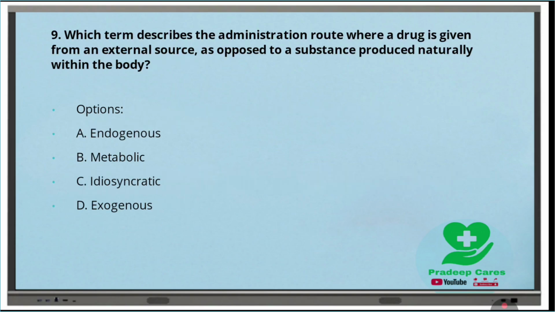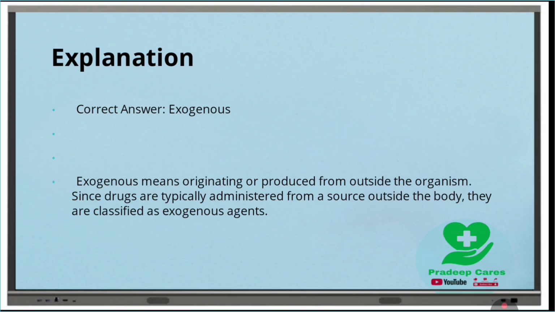Next question. Question number 9. Which term describes the administration route where a drug is given from an external source as opposed to the substance produced naturally within the body? Options are: option A, endogenous, option B, metabolic, option C, idiosyncratic, and option number D, exogenous. And the correct answer for this question is option number D, exogenous. Explanation. Exogenous means originating or produced from outside the organism. Since drugs are typically administered from a source outside the body, they are classified as exogenous agents.